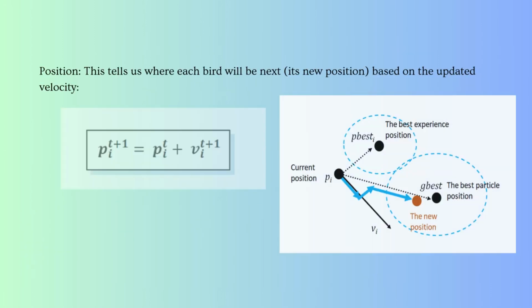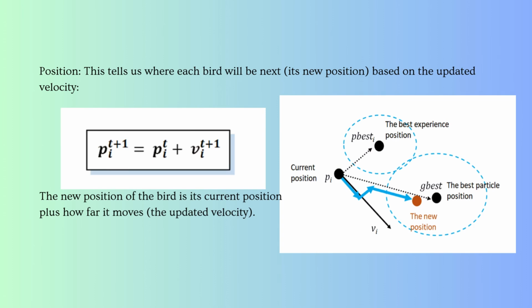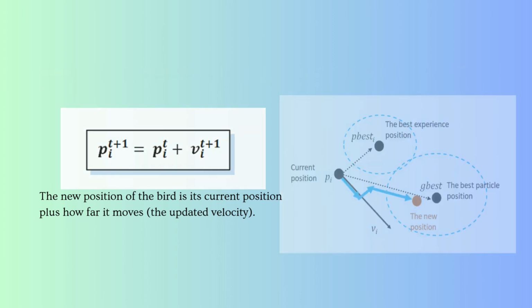The second equation in PSO is the position update equation. The position update equation simply moves the particle or the bird in the solution space based on its current position and its updated velocity. This shift reflects the exploration of new potential solutions guided by both personal and global experiences.